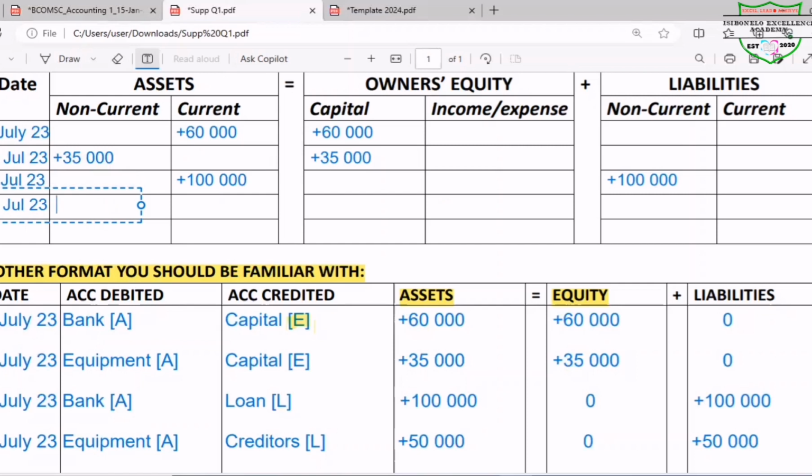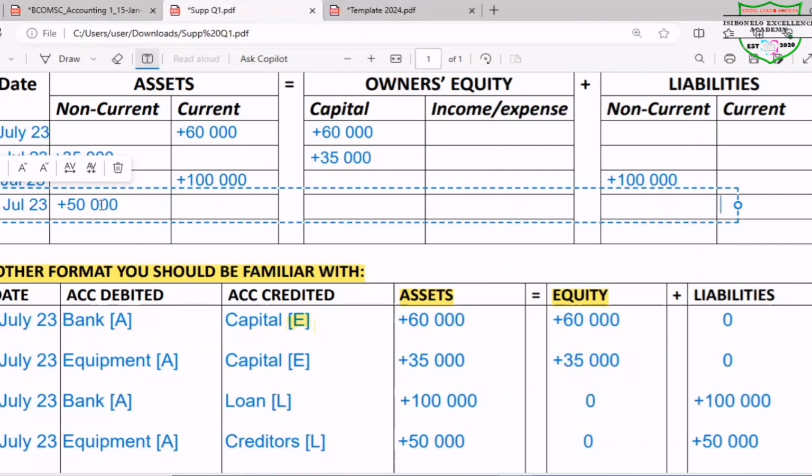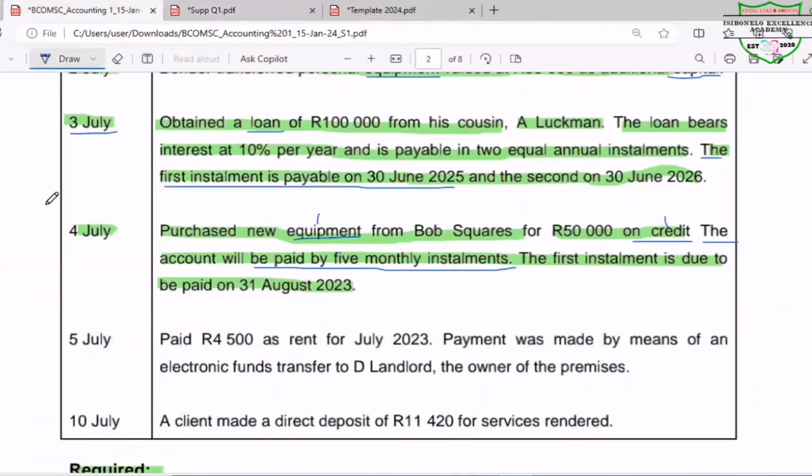So equipment is classified as a non-current asset. So we're gonna have 50,000 closed under the non-current asset column. And we have creditors, which is classified as a current liability. So we are going straight to the current liabilities column, which is closed at 50,000. Then we are sorted. Next transaction.